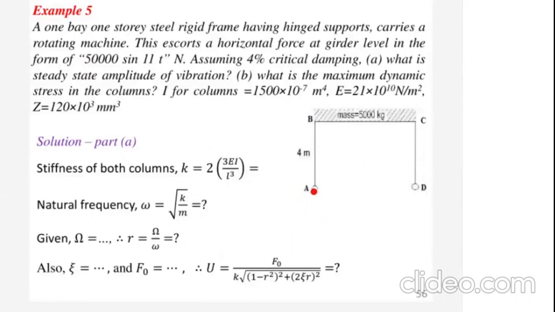It has a hinged support. Hinged support means this is pin jointed. Pin jointed means there is no restraint to rotation. So in an actual scenario, if this is hinged and this is hinged, this structure cannot stand. But we have just considered one part. If both are pinned, the structure cannot stand, it will fall.